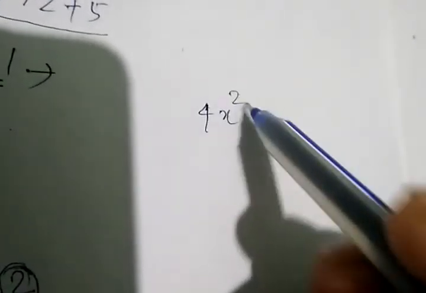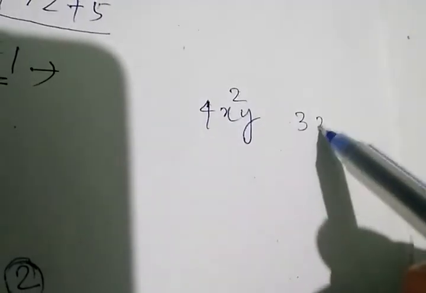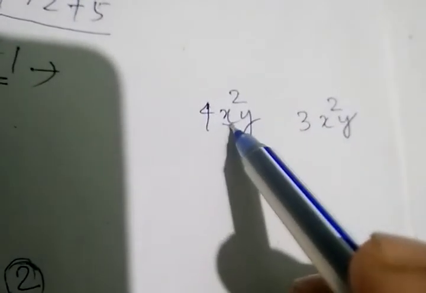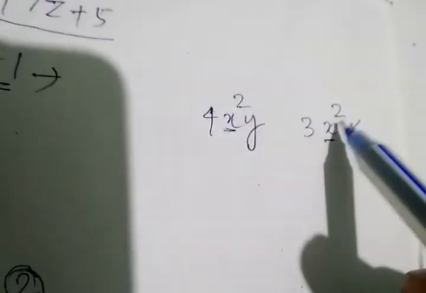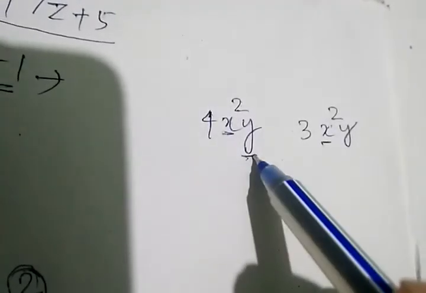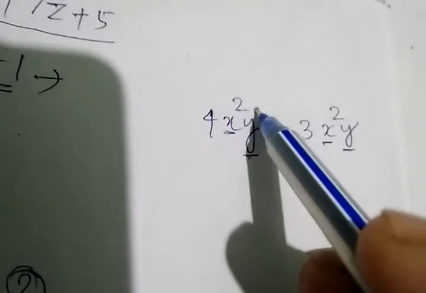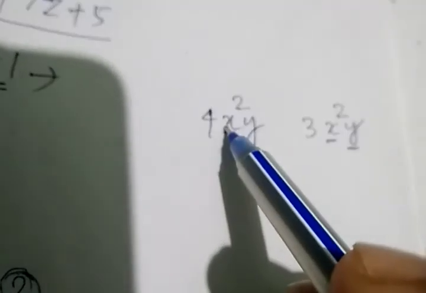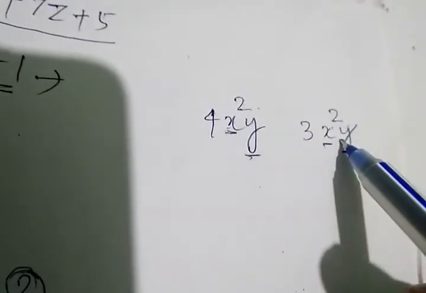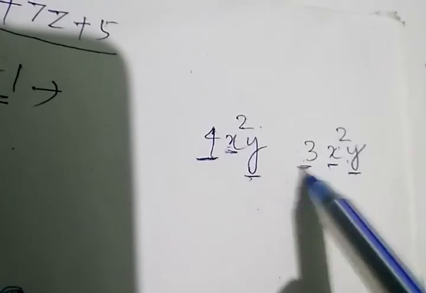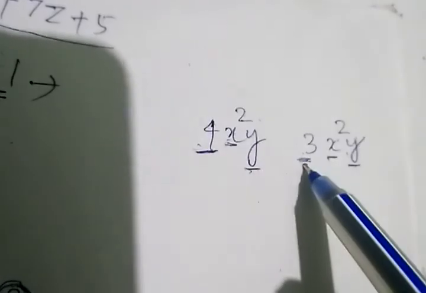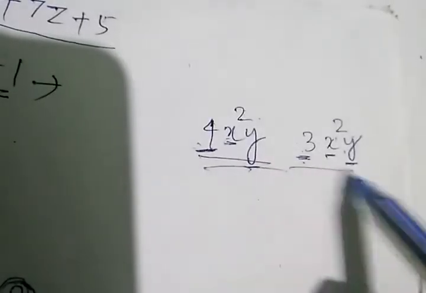The coefficient may be different, but same variable with the same exponent. For example, you see 4x square y. This is 3x square y. You see here variable x, here variable x, same variable. Exponent 2 over. Now the second variable is y and the second variable is y. Exponent 1. So same variable, same exponent. But here what is the coefficient? 4. What is the coefficient here? 3. But different. But we don't consider that in like terms. So this is called like terms.